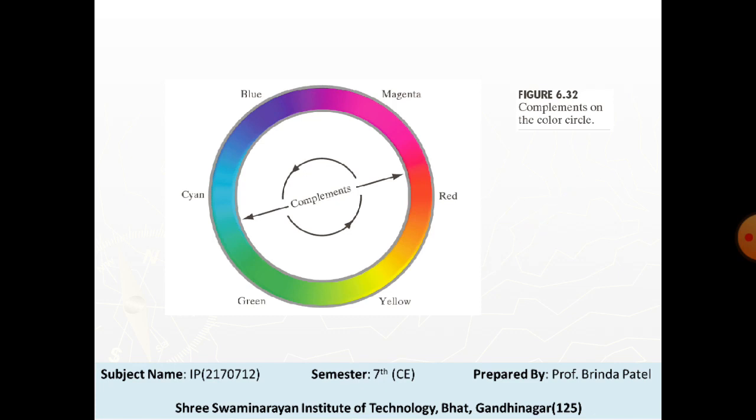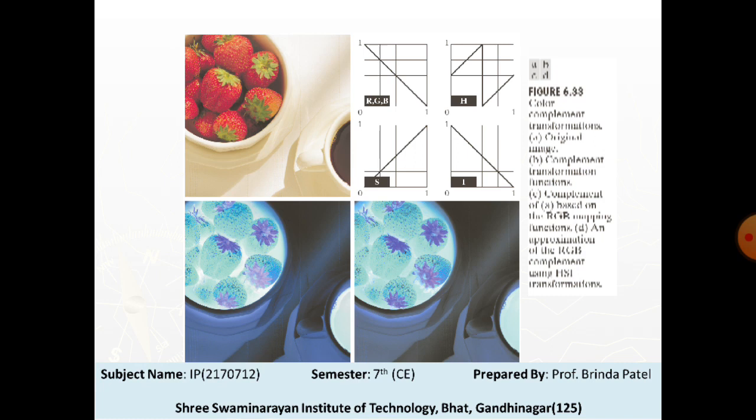Here, figure A and figure C show the full color image of the strawberry image and its color complement. The RGB transformations used to compute the complement are plotted here. They are identical to the grayscale negative transformation defined in the above section. Note that the computed complement is the conventional photographic color film negative.